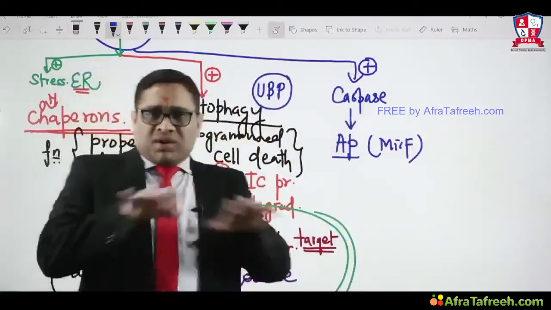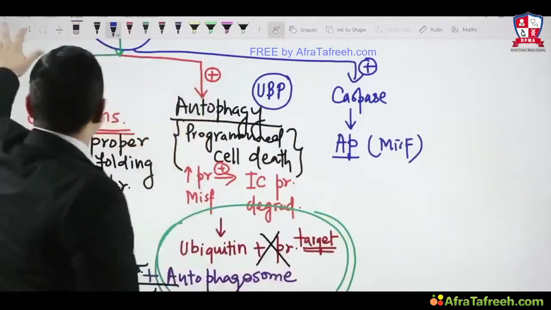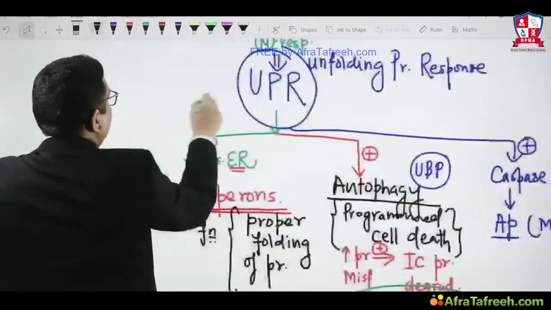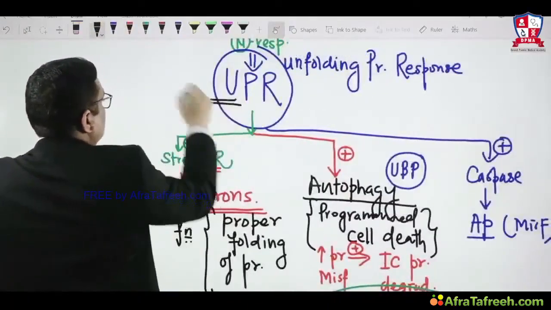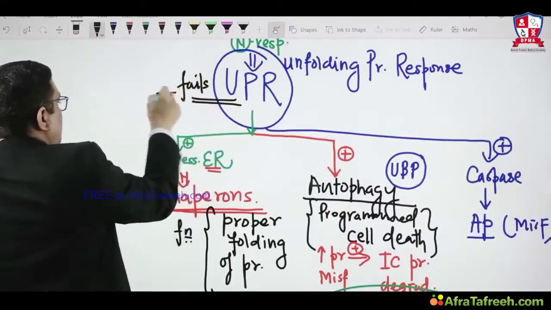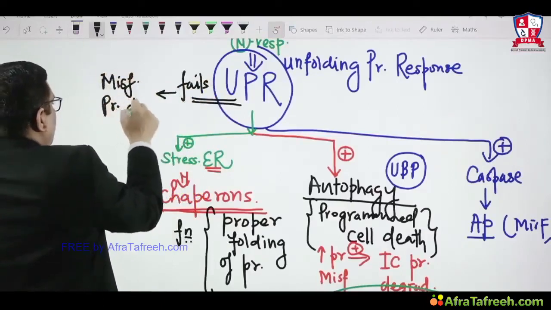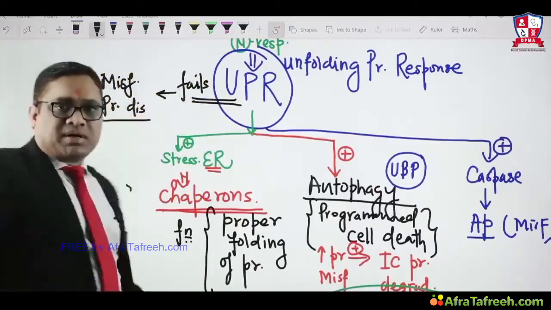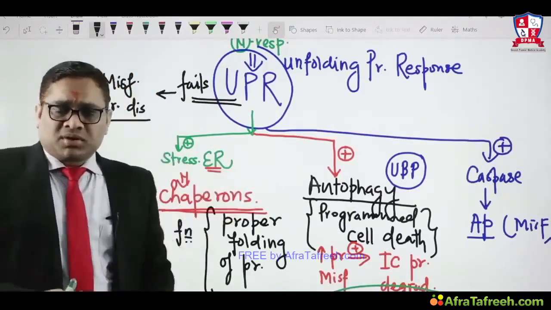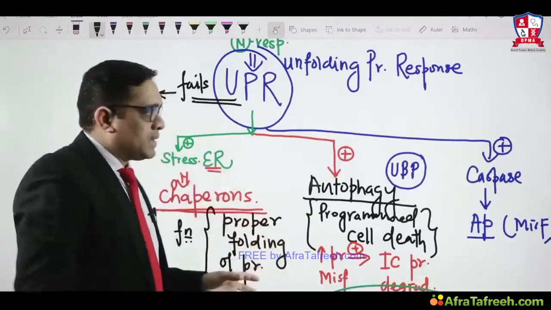And when this fails, when this unfolded protein response, which we started, you remember, fails, then you will see misfolding protein disorders. As I have discussed, Alzheimer's disease, right, and Parkinson's, whatever neurodegenerative disorders we have seen, right? So this point we have to remember for the protein.